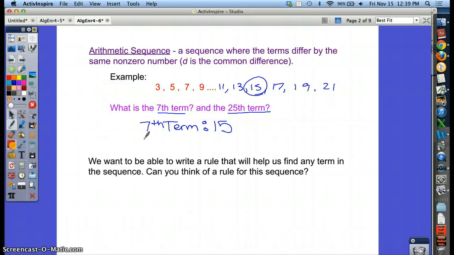So hopefully you found it. The 25th term came out to be 51.